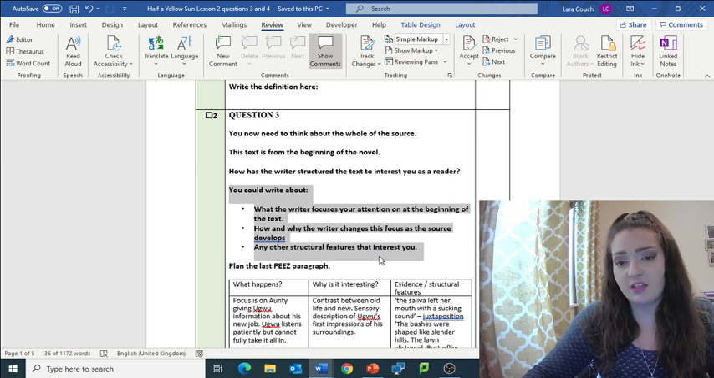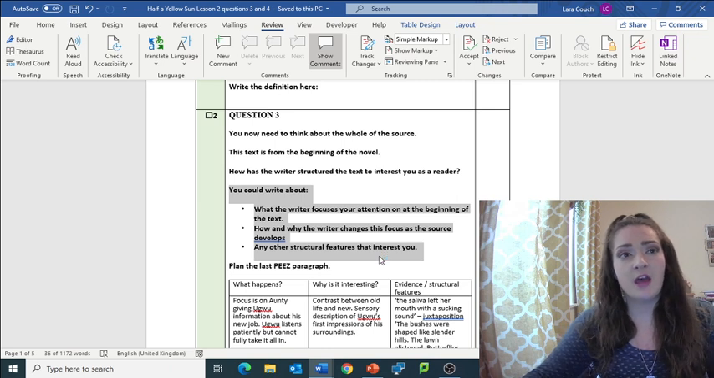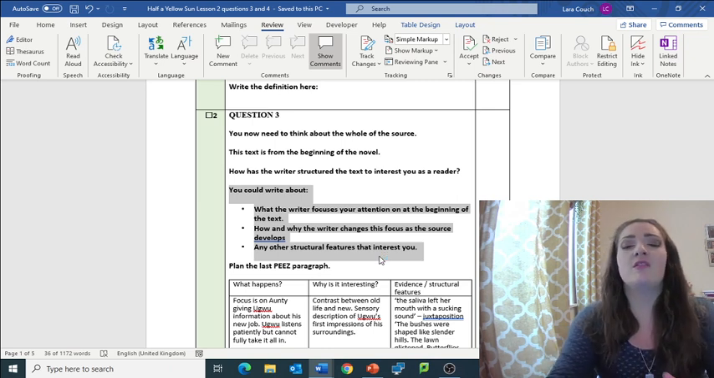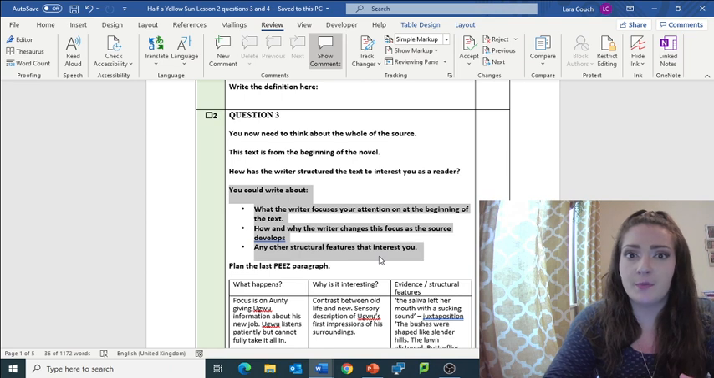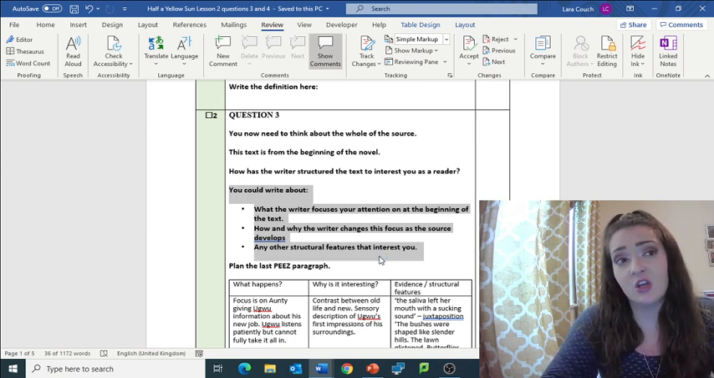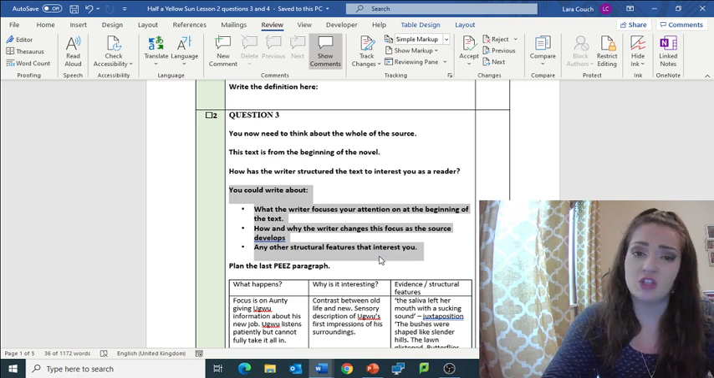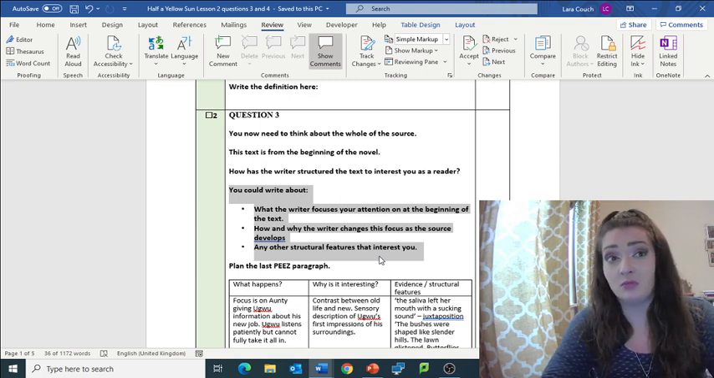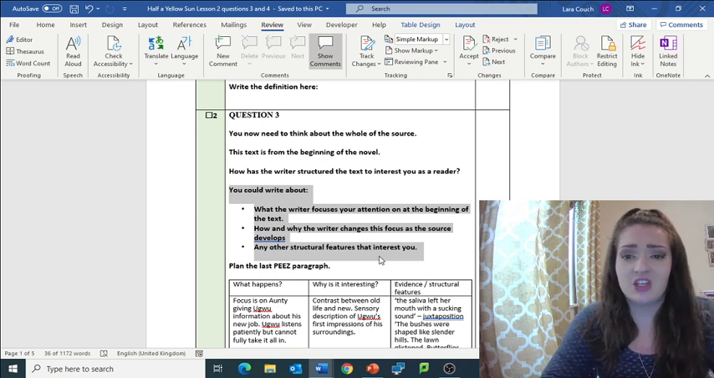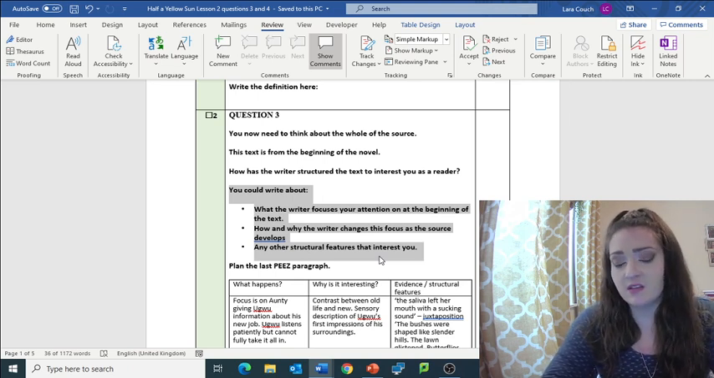Then it says how the writer changes focus on the source and how it develops. So focus could be zoom in. The text might start by zooming in to a particular aspect or describing something in great detail. That's a structural effect with changing focus. It could zoom out. That's another structural effect. It could change narrator and perspective. It could also change, let's say your character walks from outdoor to indoor or from indoor to outdoor. That is a change of focus. So there are things you can write about.